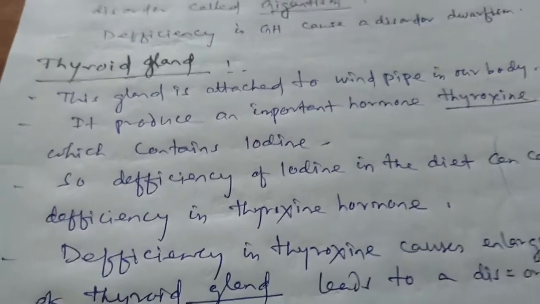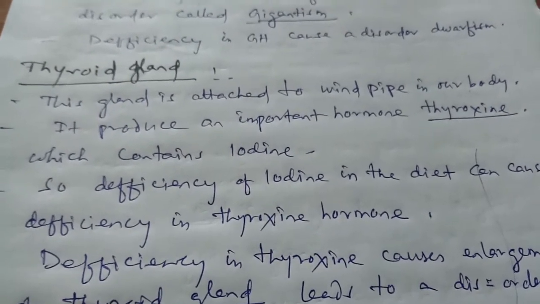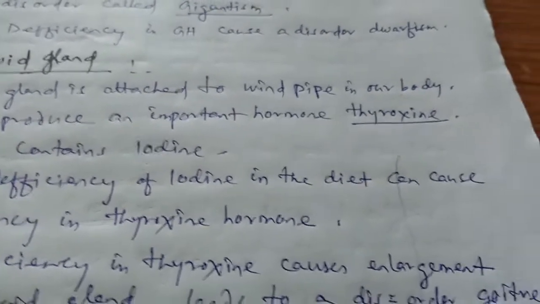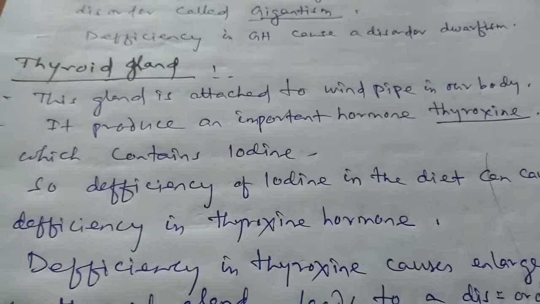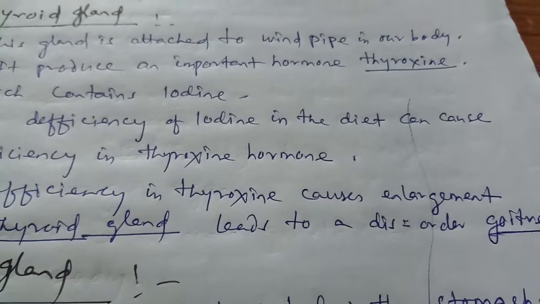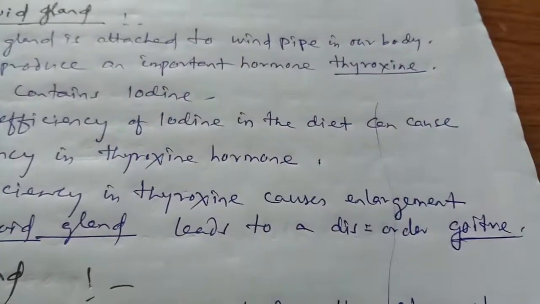Look at the second gland, that is the thyroid gland. This thyroid gland is attached to the windpipe in our body. It produces an important hormone called thyroxine. Students, it contains iodine. So deficiency of iodine in the diet can cause deficiency of thyroxine hormone. The deficiency of thyroxine hormone causes enlargement of the thyroid gland, leading to a disorder called goiter.